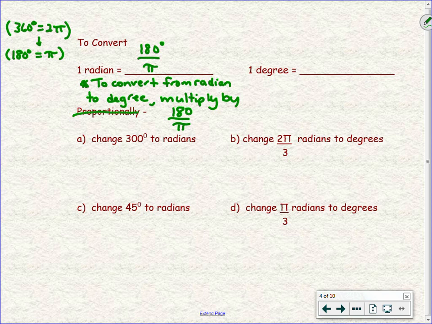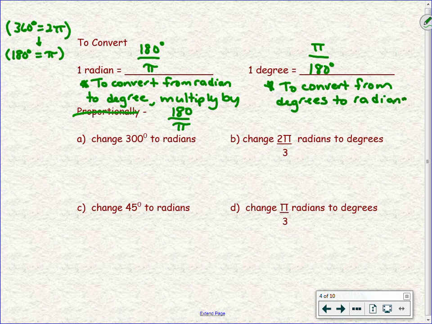Okay, 1 degree is equal to pi radians over 180 degrees. So to convert from degrees to radians, multiply by pi over 180.